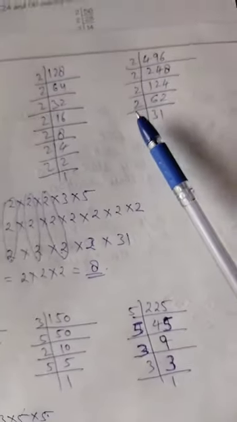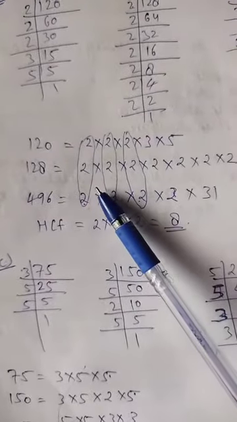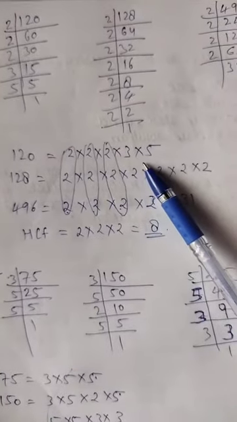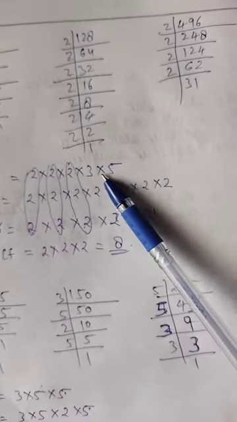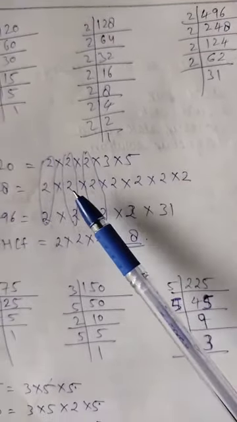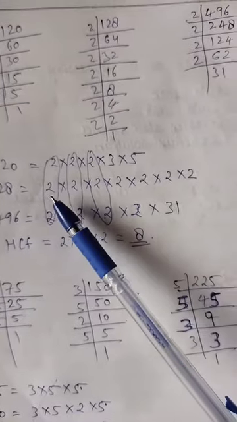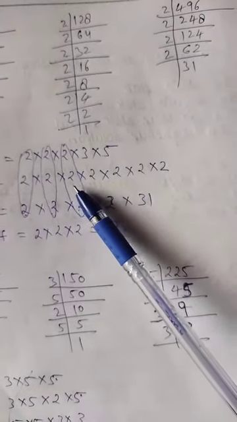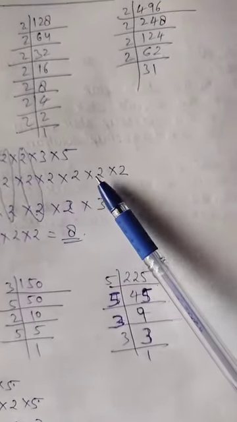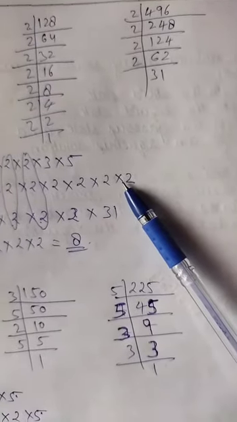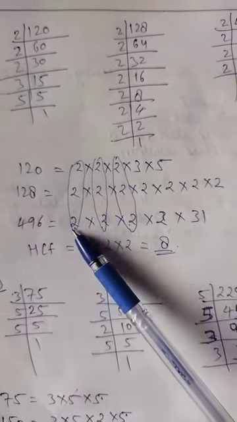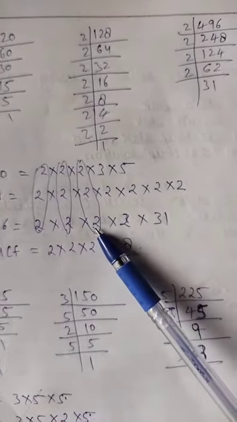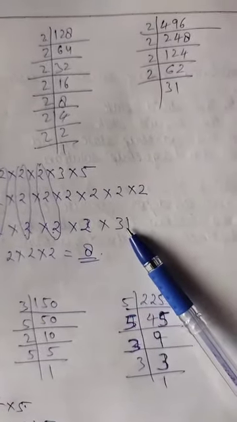Now you will write their factors in multiplication form. 120's factors are 2 into 2 into 2 into 3 into 5. Then 128's factors are 2 into 2 into 2 into 2 into 2 into 2 into 2. Now 496's factors are 2 into 2 into 2 into 2 into 31.